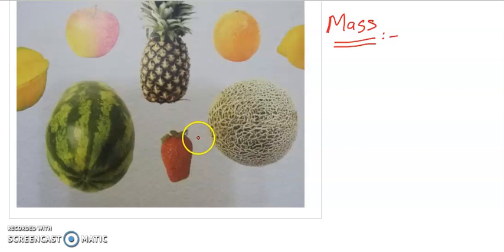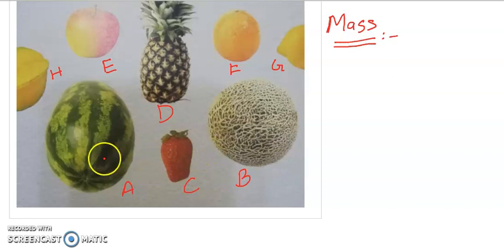We are going to take this online video tutorial for the topic mass. Have a look at the pictures shown here. You can see different pictures. I will give them names A, B, C, D, E, F, G, and H.